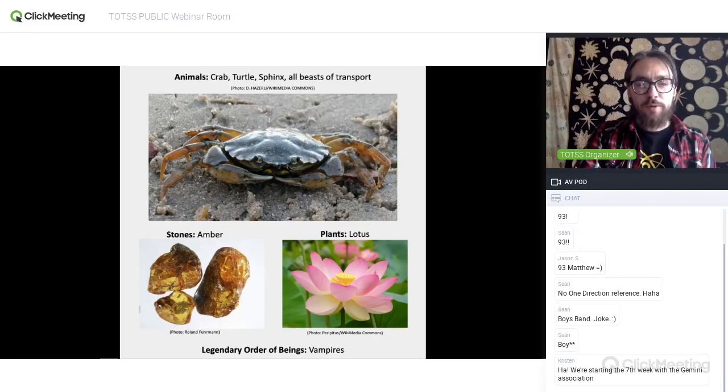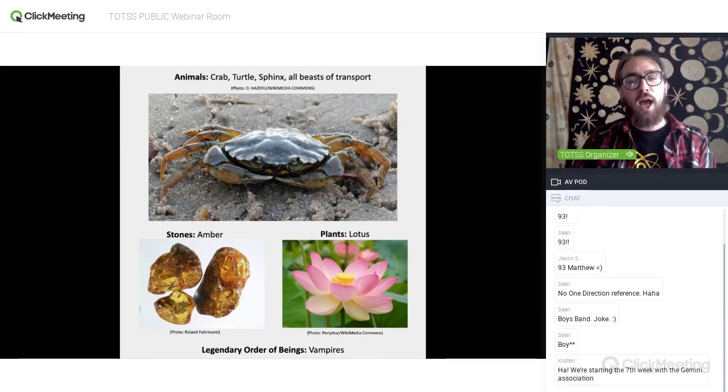For our legendary order of beings, we have vampires, which I was thinking about. The two things I could come up with for why vampires would be here: one, because they're not specifically lunar, but they're very much not solar, right? Vampires are creatures of the night. So you have a kind of night significance here with the house of the moon.